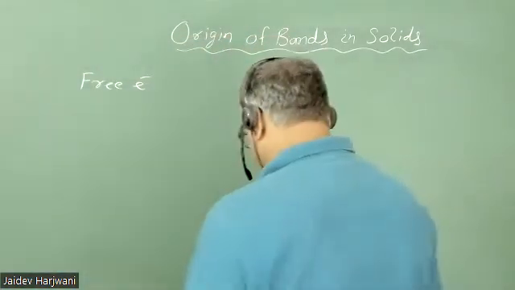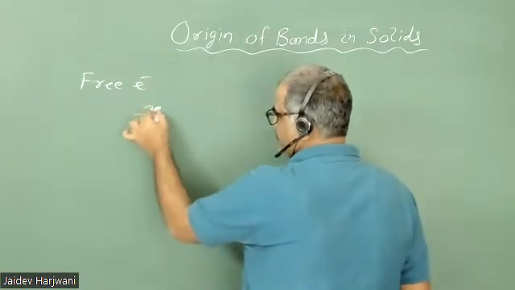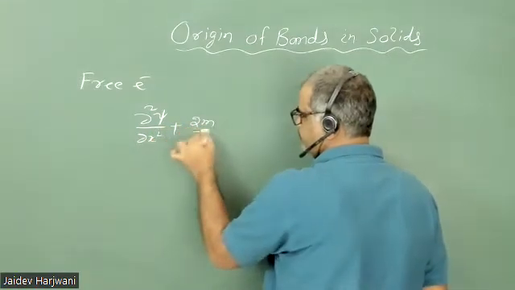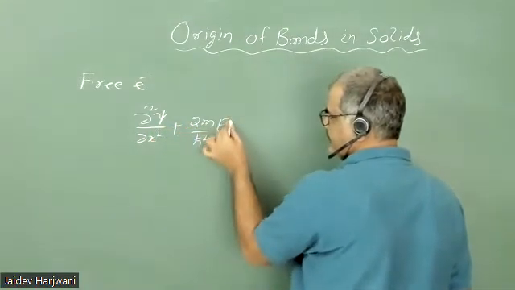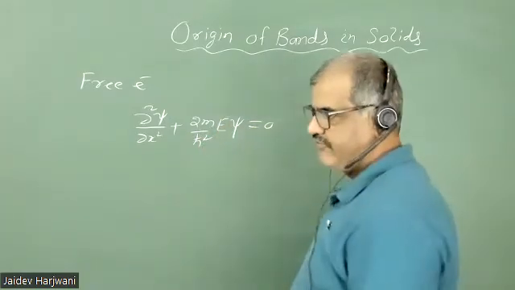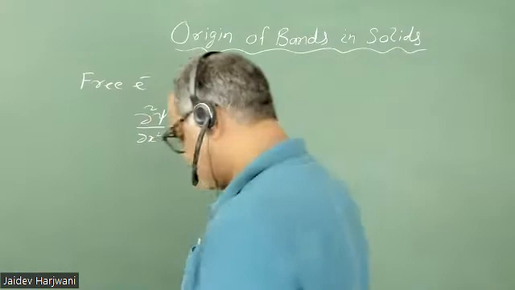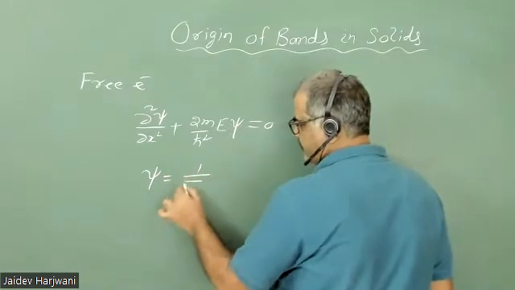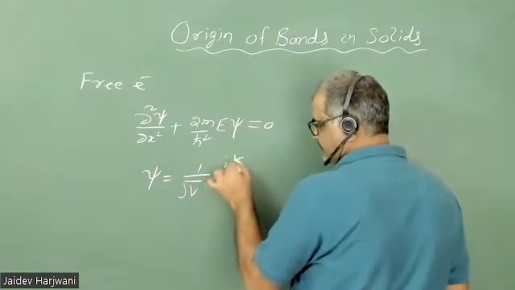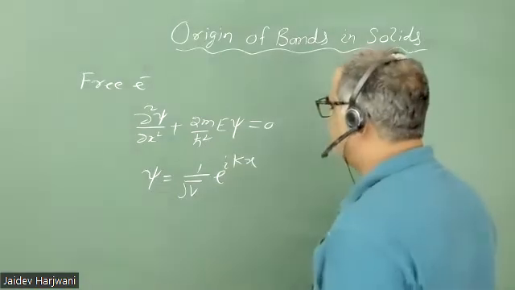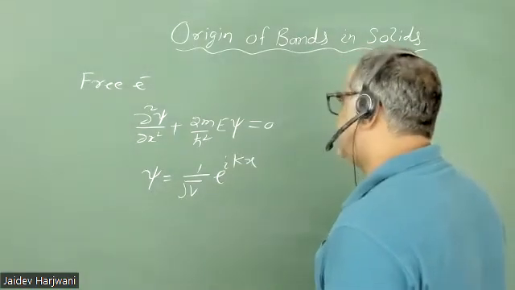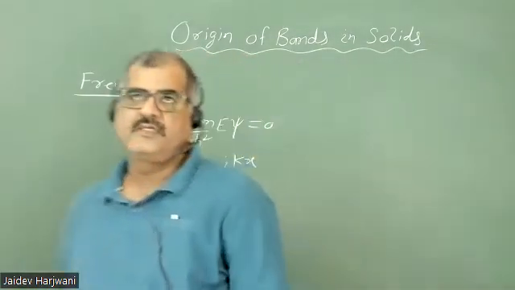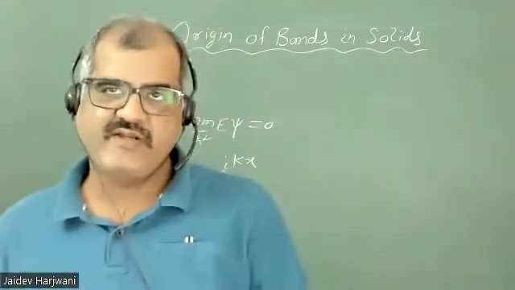If I take a free electron, I have to solve the Schrodinger equation. This is the free particle Schrodinger equation in 1D. And if I write the solution of this equation, the solution will come out as e power iota kx. When the particle is free, under no potential, its wave vector is continuous.